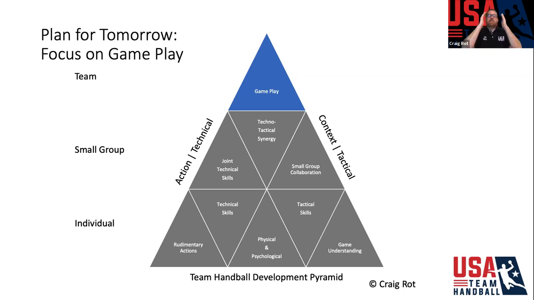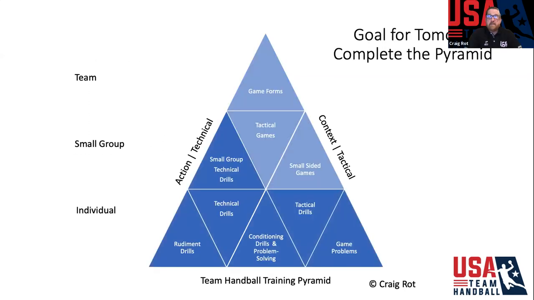And so we begin with the coach, and we begin at the top of the pyramid, and then look our way down tomorrow. Trickle down. And so that's the plan, the focus on gameplay. And the goal for tomorrow is to complete the pyramid. We have 3 more tasks to go. We've got small-sided games, tactical games, and game forms, which are partial game forms, basic game forms, which are tied to game problems. And then it's a standard game form. This is how you develop players and teams. And this is what we're going to finish with tomorrow.